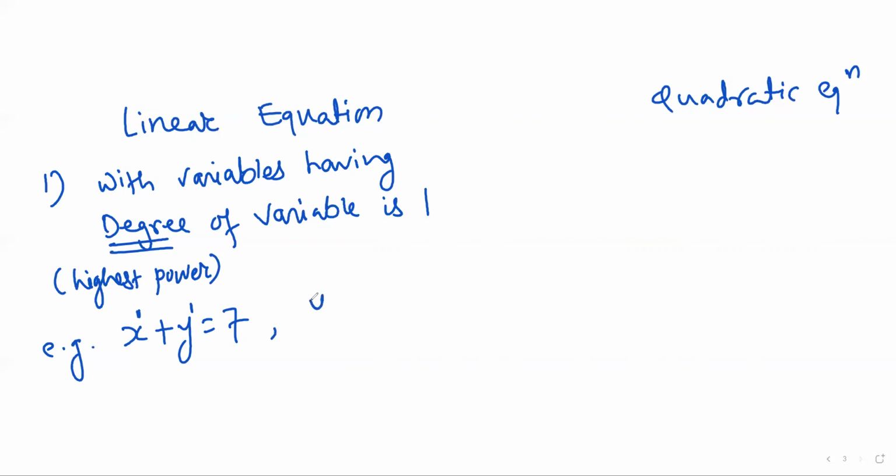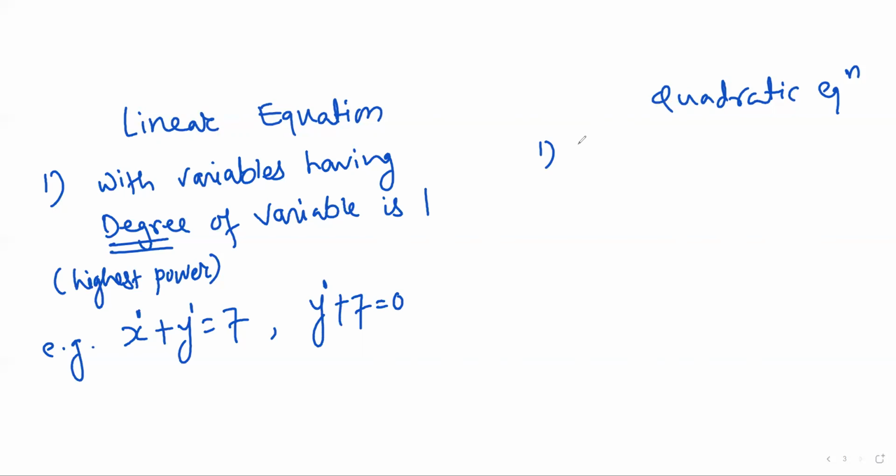Right? Now, y plus 7 is equal to 0. This is linear equation in one variable, as here only one variable is used. Right? And here the highest power of variable is 1. Therefore, it is called as linear equation. Right? Now, let's understand what is meant by quadratic equation.